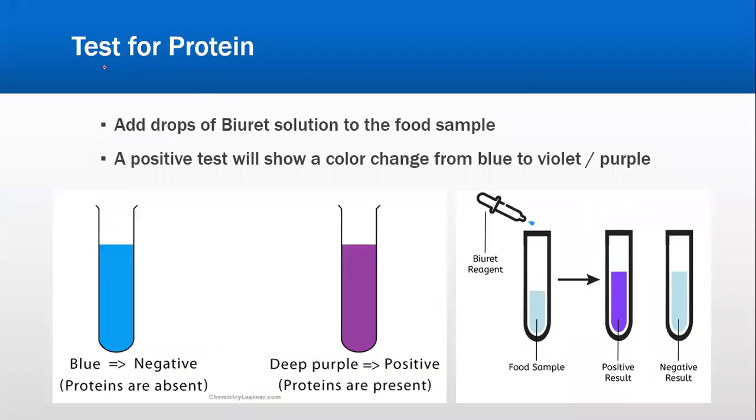Next is a test for proteins. Now, how are we going to test for proteins whether they are present or not? Now, it is pretty simple. You would add drops of Biuret solution.